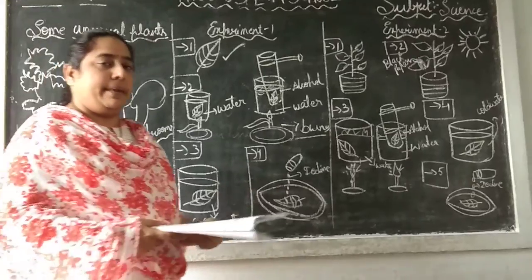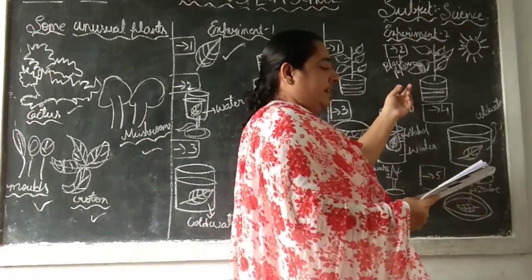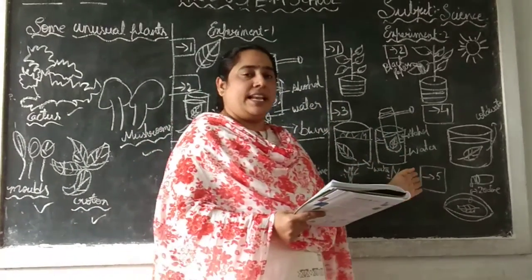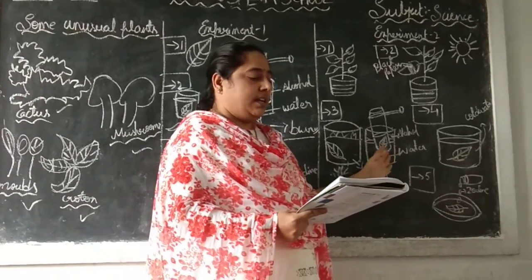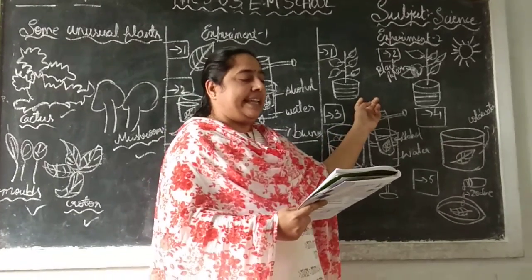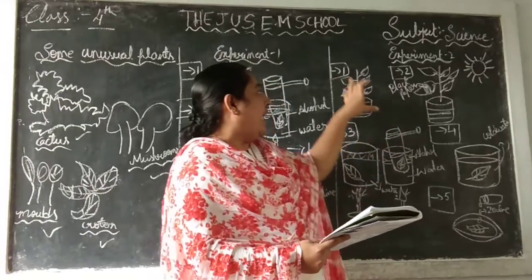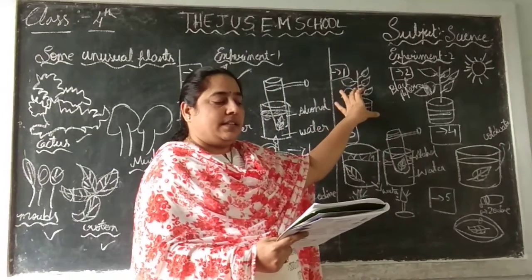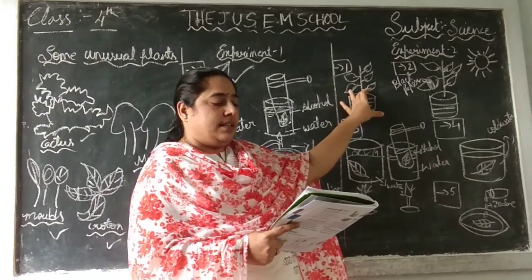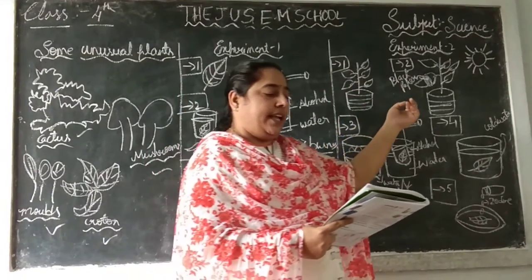Coming to experiment 2, children. What we are seeing here is whether sunlight is needed for photosynthesis or not. Step 1: take a healthy potted plant and keep it in the dark for about 24 hours, nearly 1 day.